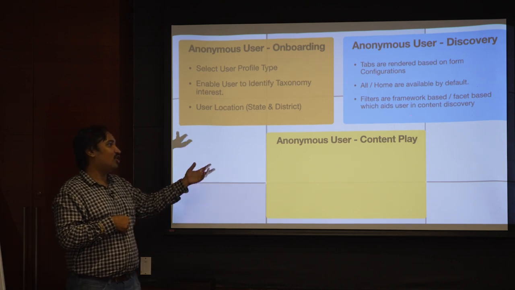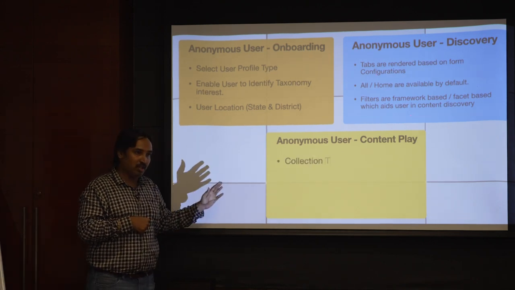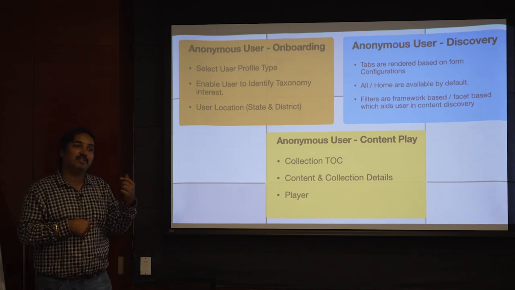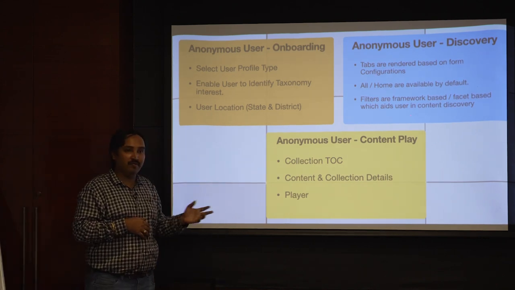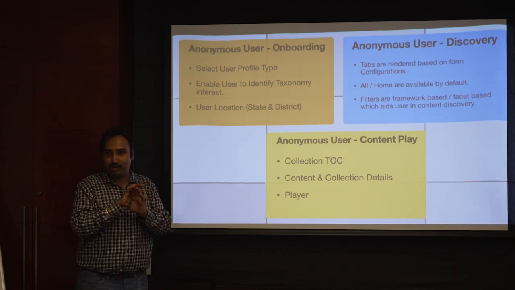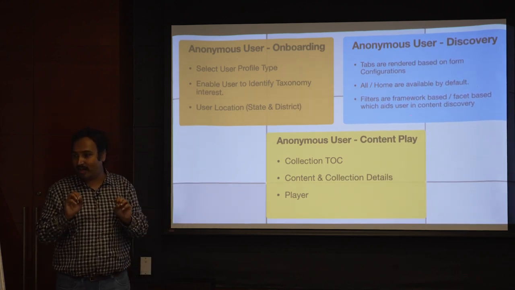So the next one is an anonymous user content play. Nothing much here. There is a collection TOC if it is a collection type. If it is purely a content, then the player would manifest for itself and play the content. So these are flows I am pretty sure all of you in this room would be very comfortable with, correct?